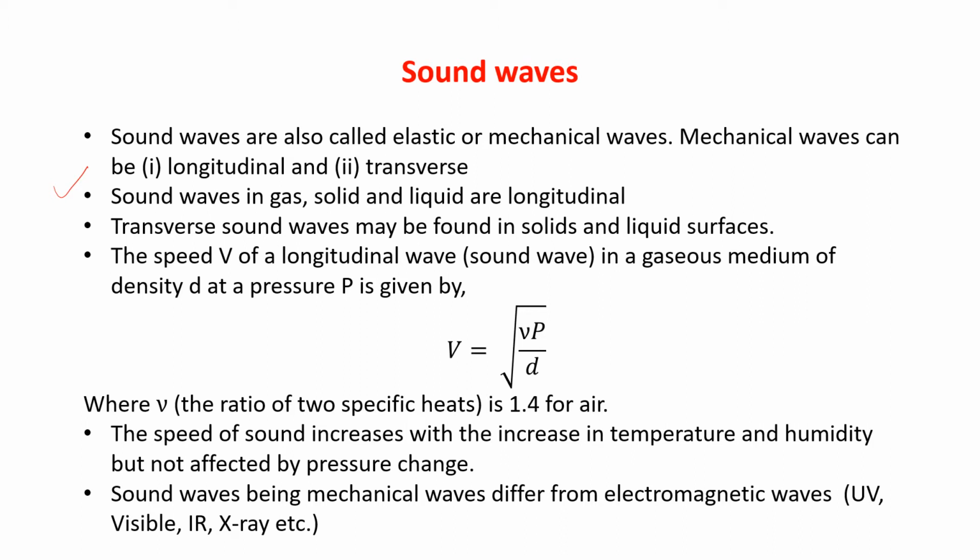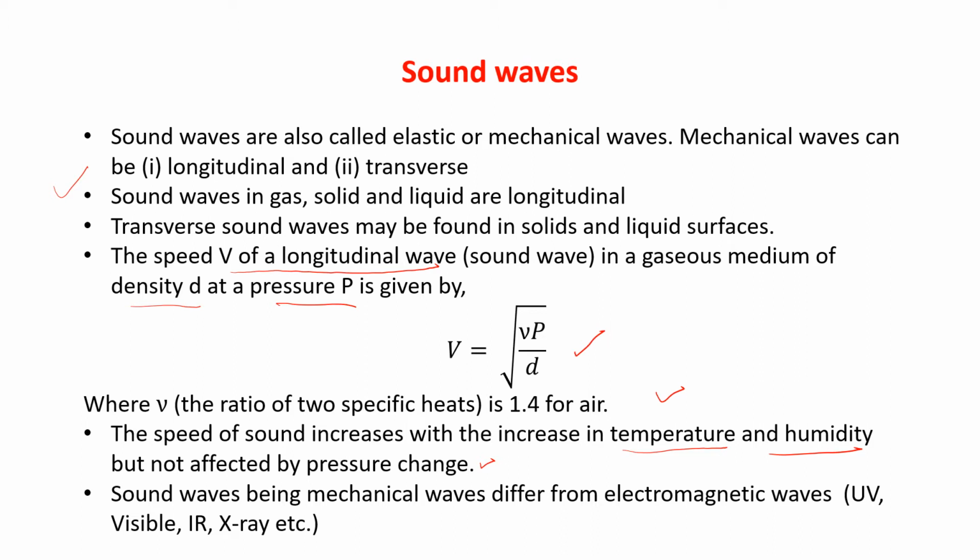The speed v of a longitudinal wave, that is a sound wave, in a gaseous medium of density d and pressure p is given by v = root over (γp/d), where γ is the ratio of two specific heats, that is 1.4 for air. The speed of sound increases with the increase in temperature and humidity, but is not affected by the pressure change.